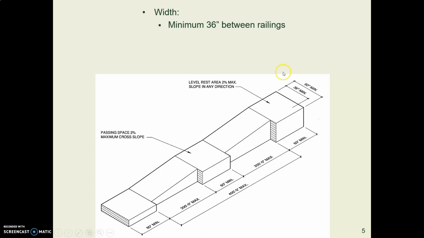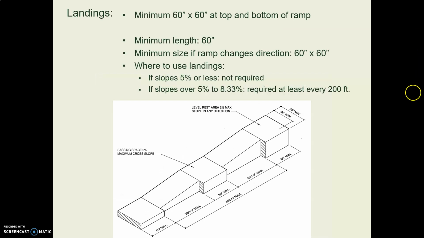These ramps need to be at least 36 inches wide between railings. Wider is better, but this is the minimum, and that accommodates people using wheelchairs and people pushing strollers and people using walkers.